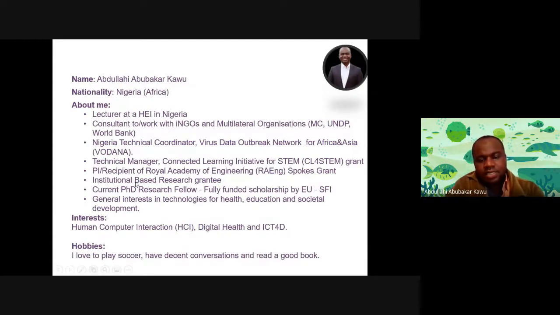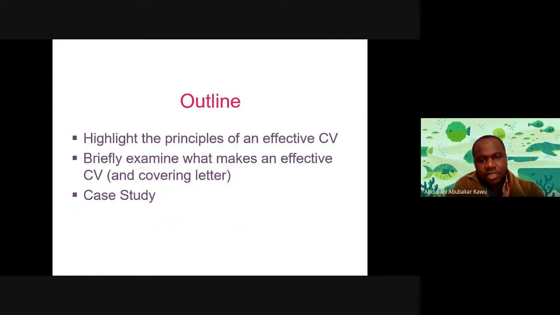So having said this about myself, let's go to the crux of the matter, which is CVs. This is basically the outline. I try to put them all into 3 key points. Let's look at what makes an effective CV, let's highlight the principles, then we'll look at what makes it, and then review some case studies.